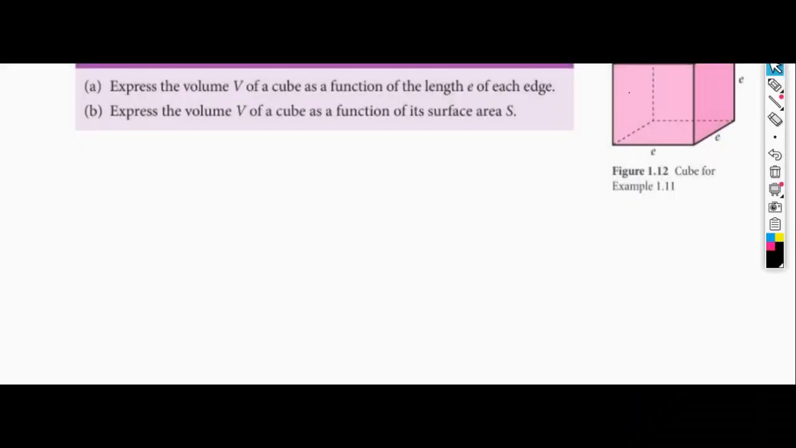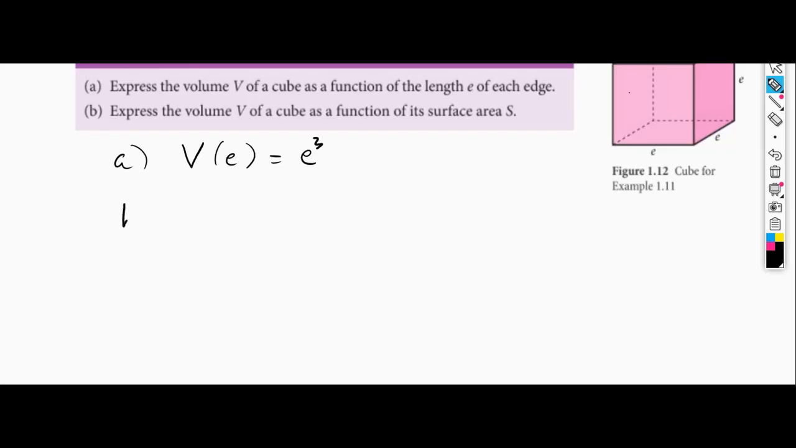Part A says, express the volume V of a cube as a function of the length E of each edge. So in this case, they just want us to express the volume in terms of E, the length of each edge. Because we want to use function notation, we would say V as a function of E is equal to E cubed, because that would give us the volume in terms of the length.